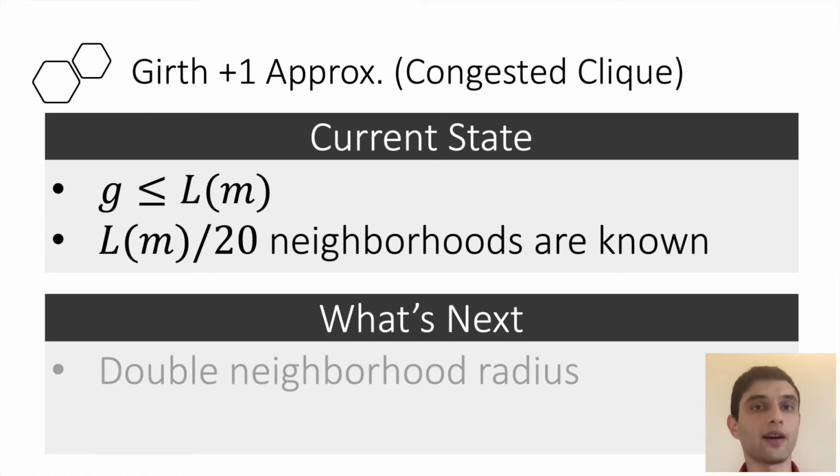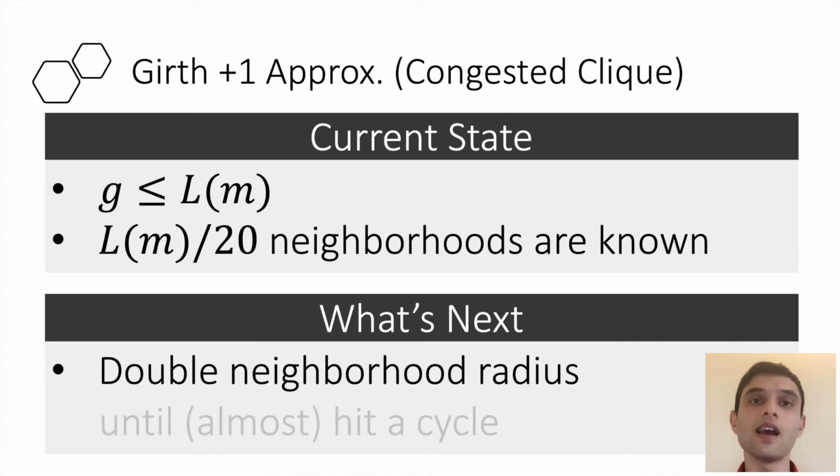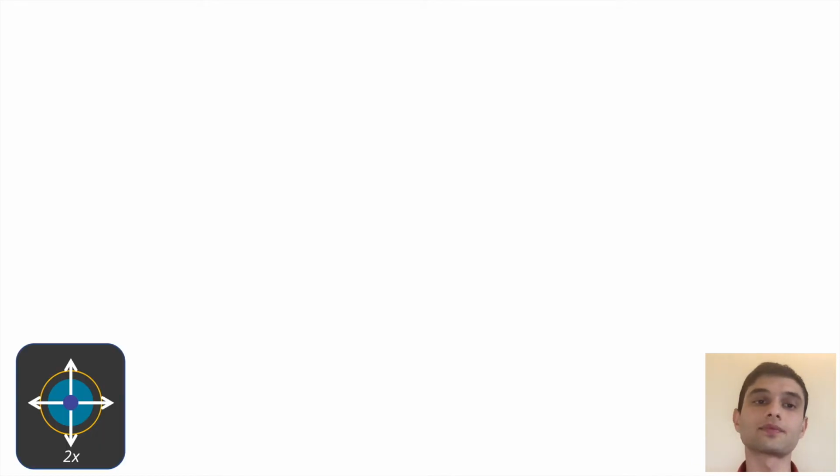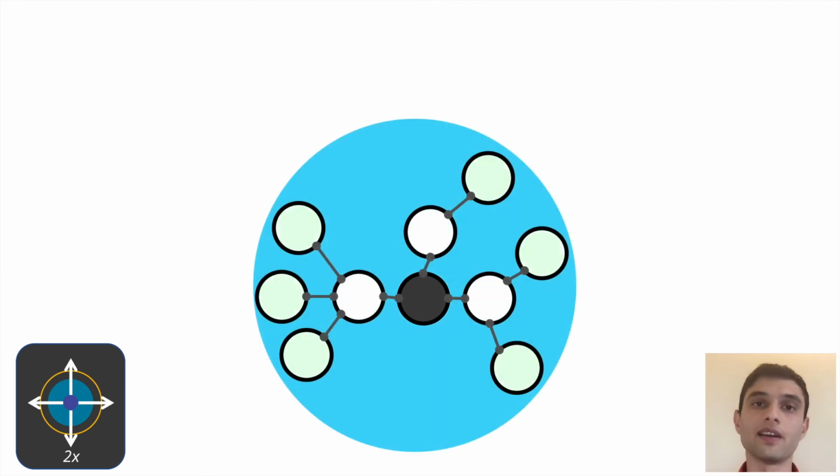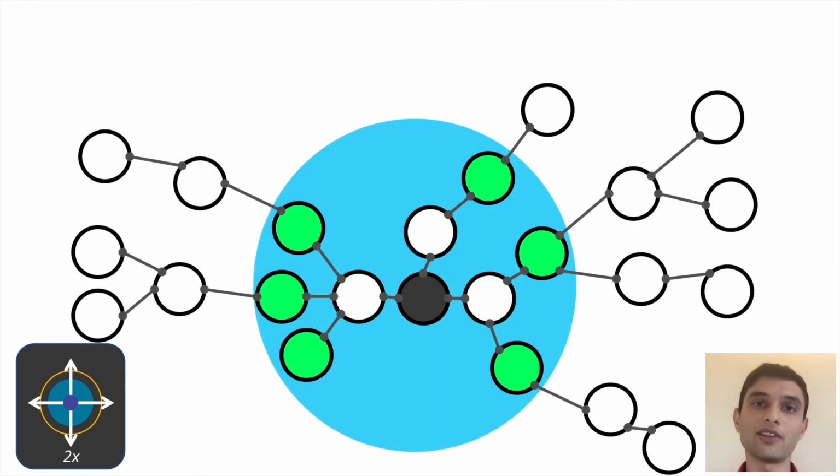What we want to do now is double this radius up until we almost hit a cycle. To do that, assume that this node knows the neighborhood surrounding it. Look at the nodes at the edge of the neighborhood. They also know some neighborhood surrounding them, and they want to convey the information from their neighborhoods to the center node. Basically, this gray node wants to learn all of the edges and all the nodes on this slide.